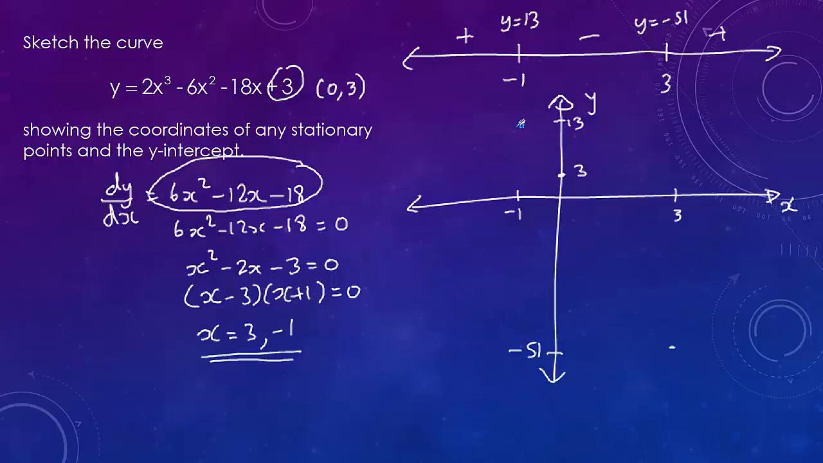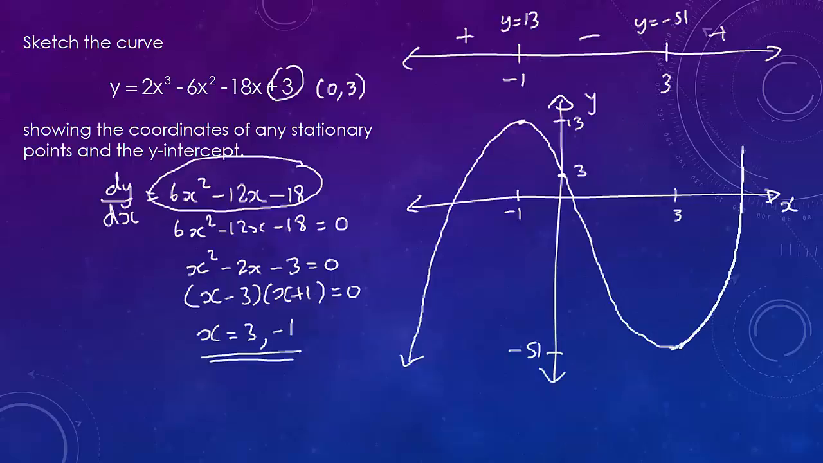And before this point, we know the gradient is positive, so it must come up to that turning point from down here. It's then going to turn over, it's got to go through here, and then there's going to be another turning point down here, so it's going to come down, take a 0 gradient, and then after that, the gradient is positive, so it must come upwards like so. Now let's just label those points. So we've got 3, negative 51, and negative 1, 13.